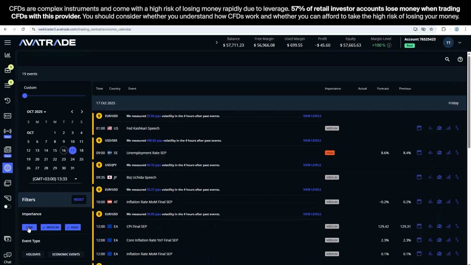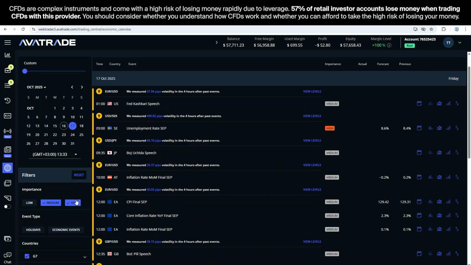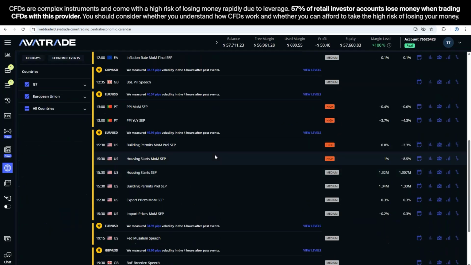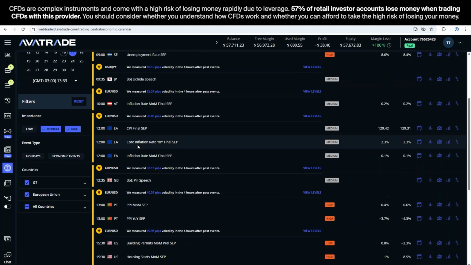And I use the high level announcements typically, so I've already filtered out the low ones. I could filter out the medium as well if I wanted and just leave the high. They tend to move the markets more. And so there are some large announcements tomorrow as well: building permits out of the US, inflation rate data, CPI out of the European Union.